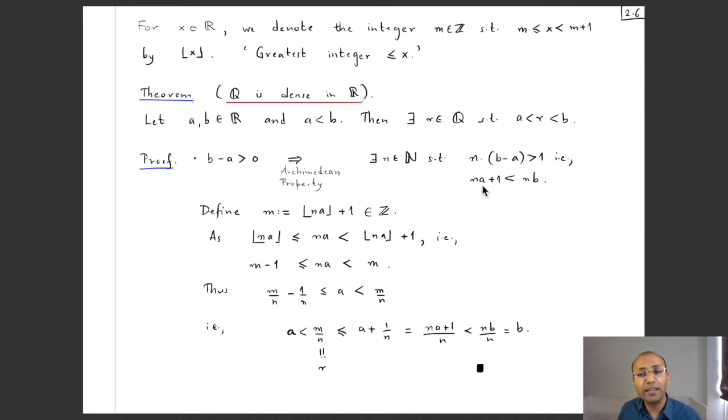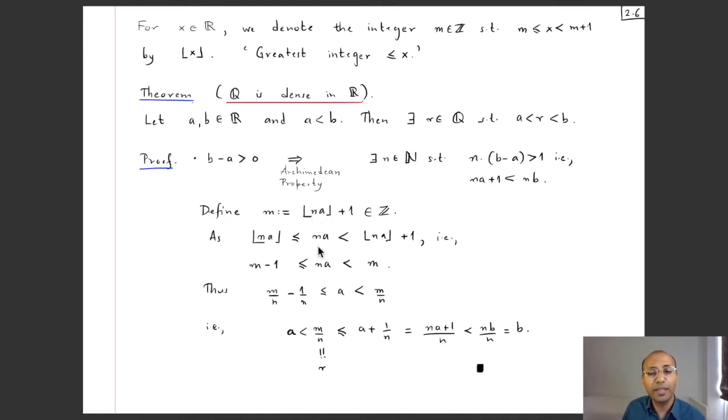Now this a is a real number, and so na is also a real number, so we can look at the greatest integer part of this real number na. So this is an integer, and to that you can add 1 and you get some integer. Let's call that m. Now what's the property of this greatest integer part of na?